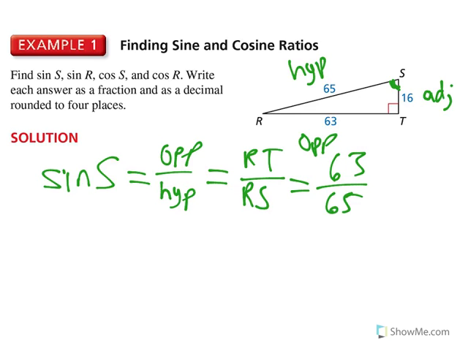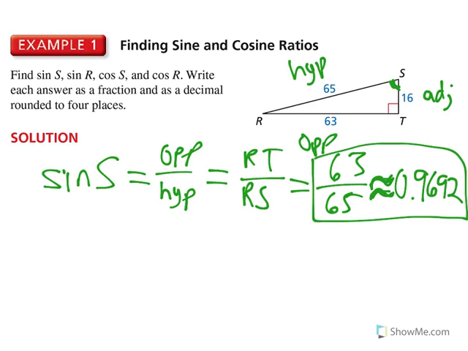Then it says to do the decimal, rounded to 4 decimal places. When you type this in, you're going to get 0.9692, which is 4 decimals. And that would be approximate because we rounded it, so I'm going to change the symbol here from equals to approximately. The sine of S would be approximately 0.9692.